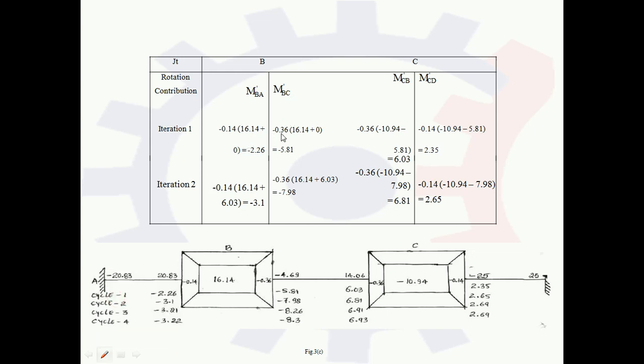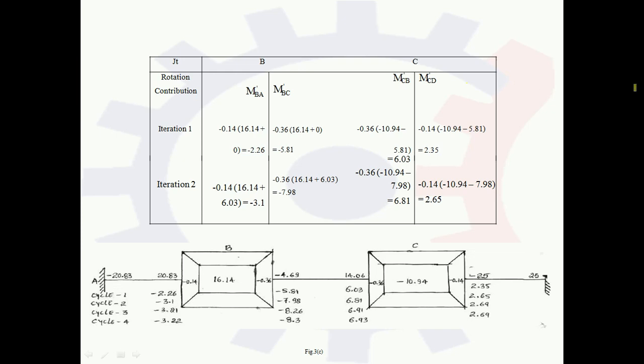Then M dash BC has minus 0.36, that is the rotation factor of BC. Then 16.14, that is the sum of the fixed moments at joint B, and then plus 0, that means the rotation contribution values at the far end and near end are 0, so we take it as 0. So we get the value minus 5.81, which we wrote over here.